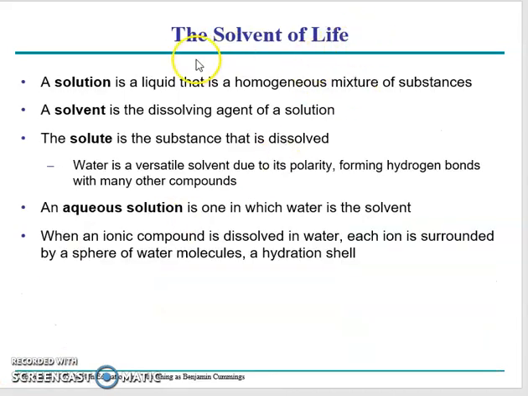Now, as we said before, water is the solvent of life, right? A solution is a liquid that is a homogeneous mixture of substances. In other words, it's evenly mixed, top to bottom, left to right, up and down. The solvent is what dissolves the solute. Every time we talk about a living thing, the solvent is going to be water, because water is absolutely critical for living things to survive, and that's what's dissolving all of those essential chemicals, allowing life to be sustained.